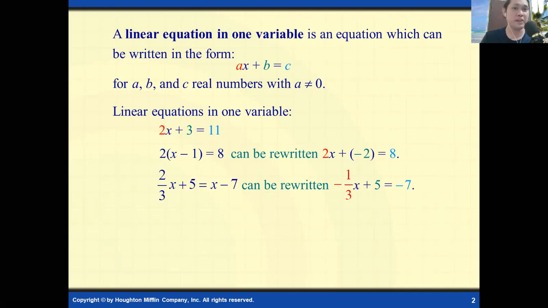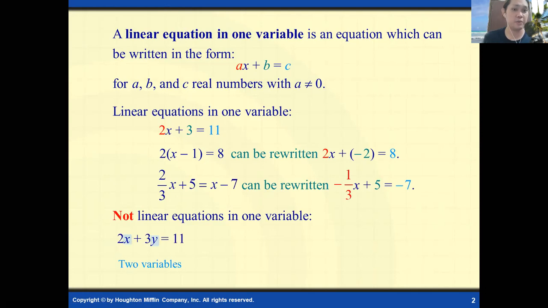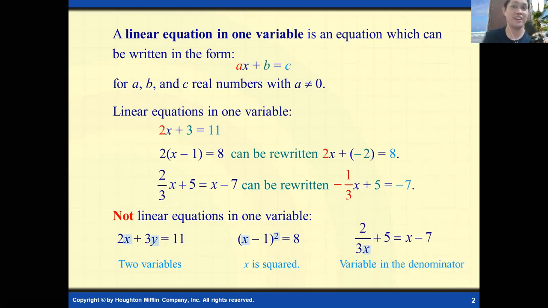Again, we are identifying linear equations in one variable. Now, not linear equations in one variable: as you can see, we have 2x plus 3y is equal to 11. Why is it not a linear equation in one variable? Because there are two variables. Yes, exactly. Another example, the quantity x minus 1 squared is equal to 8, is not considered a linear equation in one variable because x is squared when you simplify or expand this equation. So now we are done with the defining.